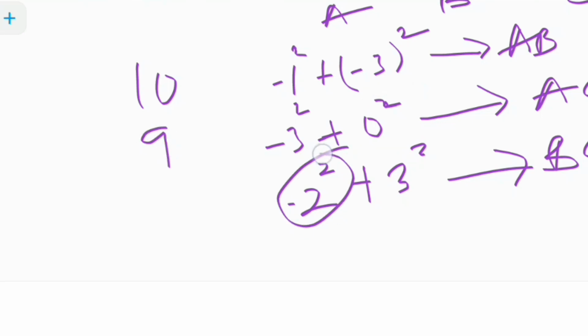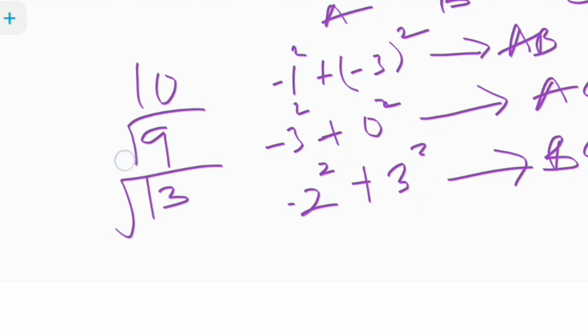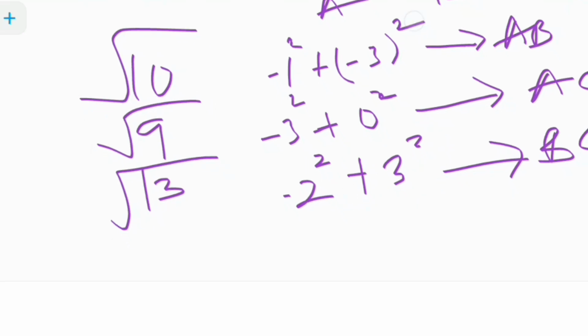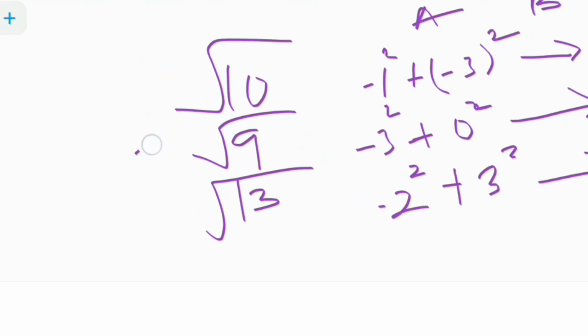Then this one is 4 minus 2. The square of a number cannot be negative. So minus 2 squared is 4. This is 4 plus 9. That's 13. So just put square root in each of them like that. So if you finish it up, square root of 9 is 3. Square root of 10, just leave it like that.